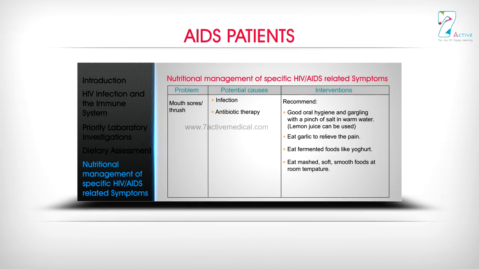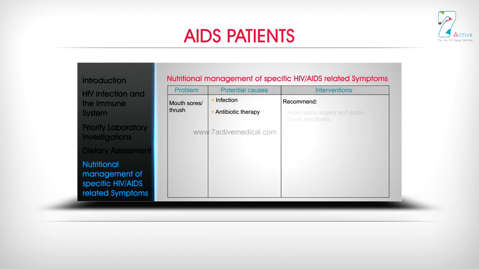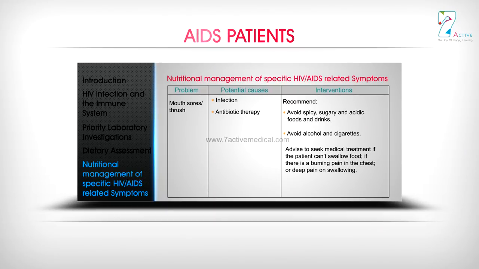Eat mashed, soft, smooth foods at room temperature. Drink fluids with a straw to ease swallowing. Avoid spicy, sugary, and acidic foods and drinks. Avoid alcohol and cigarettes. Advice to seek medical treatment if the patient can't swallow food, if there's a burning pain in the chest, or deep pain on swallowing.